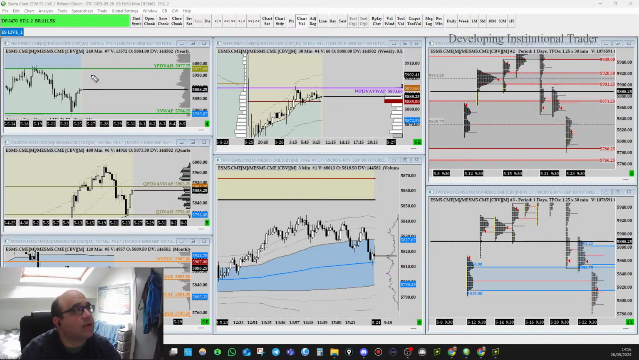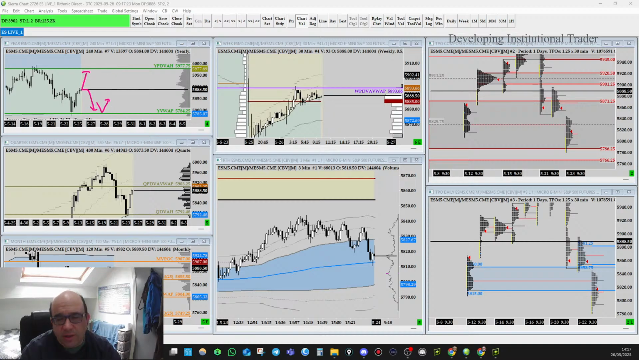On the high time frames, we are generally bullish, and probably the market is looking to test the yearly previous TPO high again. We're not sure if it's going to go down first to the test and then go, or if it's going to hold here and just keep going.